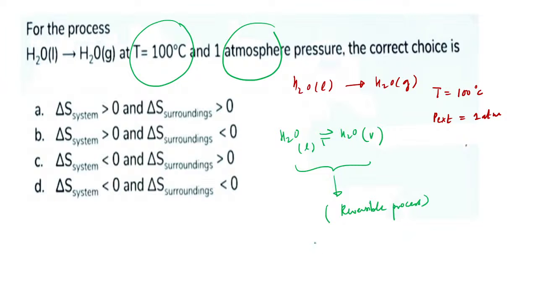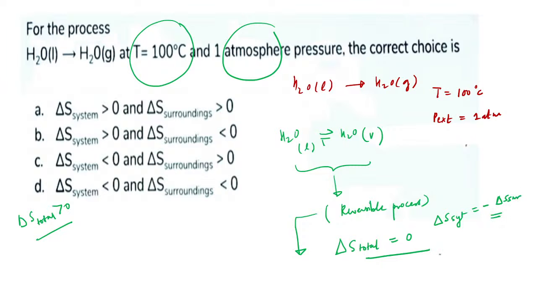If this is a reversible process, then for a reversible process delta S total should be equal to 0. For an irreversible process, delta S total is greater than 0, that means entropy of the universe increases. But for a reversible process, delta S total should be 0. So if delta S total is 0, delta S of system is equal to minus delta S of surroundings. Then only you can get 0 for delta S universe or total.